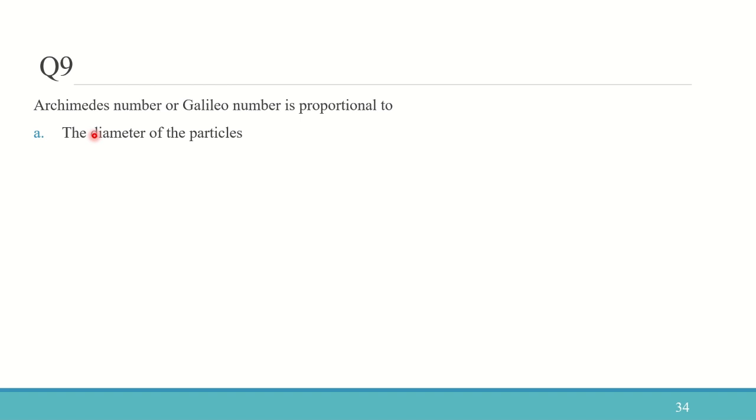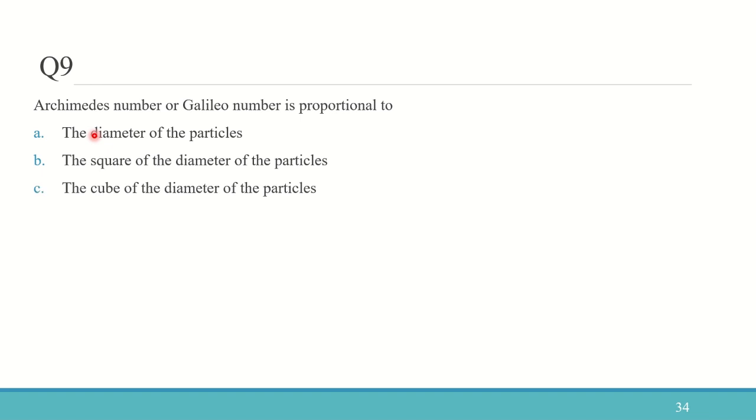So the question can be asked in any way, and you must be prepared to answer in any way. Answer option A is diameter of the particles, option B square of the diameter of the particles, option C cube of the diameter of the particles, and option D none of the above. So Archimedes number, as we have seen, is equal to (rho p minus rho f) into dp cube into g divided by mu square. So cube of the diameter of the particles is the right answer. So yeah, option C is the right answer.